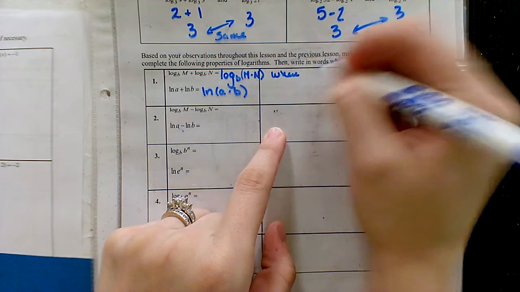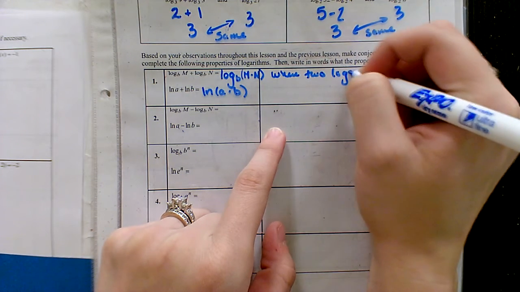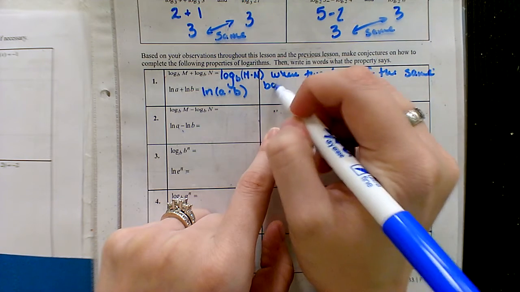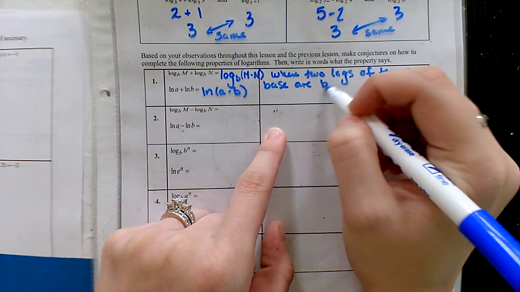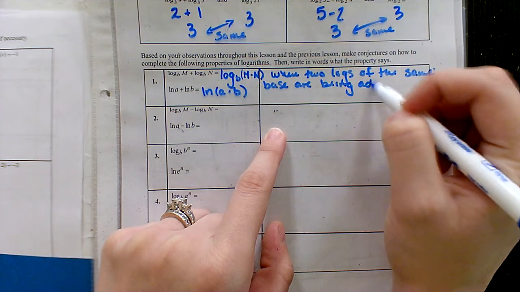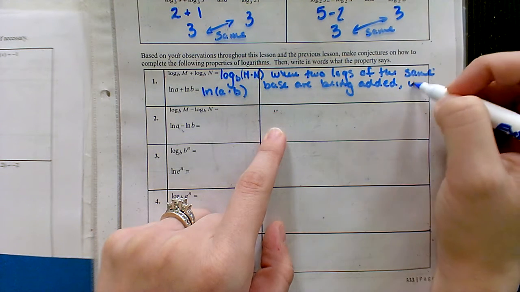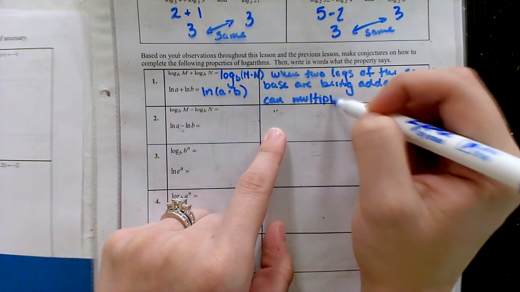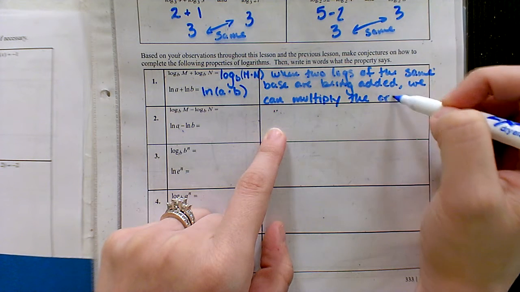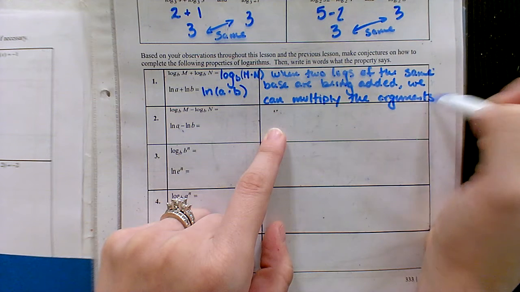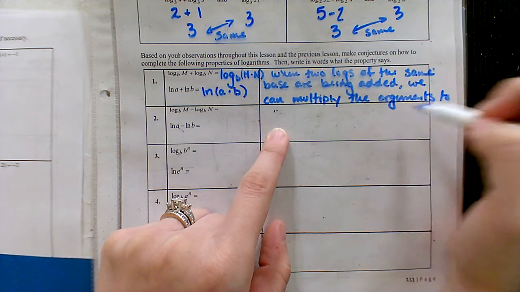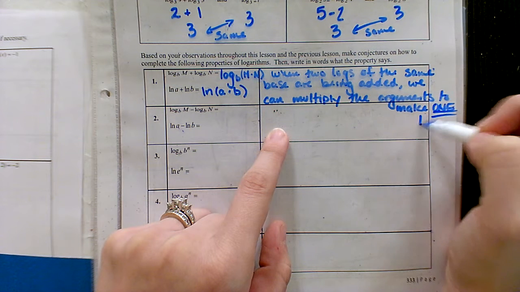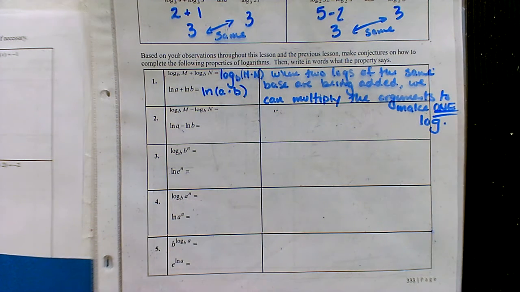We'll say when 2 logs of the same base are being added, we can multiply the arguments to make one log.